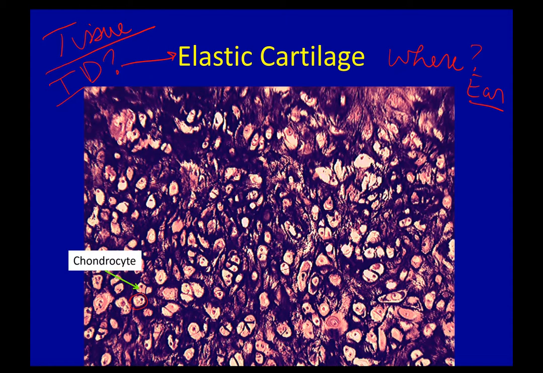Again, you can see nuclei here. So we've got chondrocytes. You can see spaces that don't have any nuclei, so you've got the lacuna. And you can see all of these purple fibers. These are all elastic fibers. All of this furriness that you see, those are all elastic fibers.